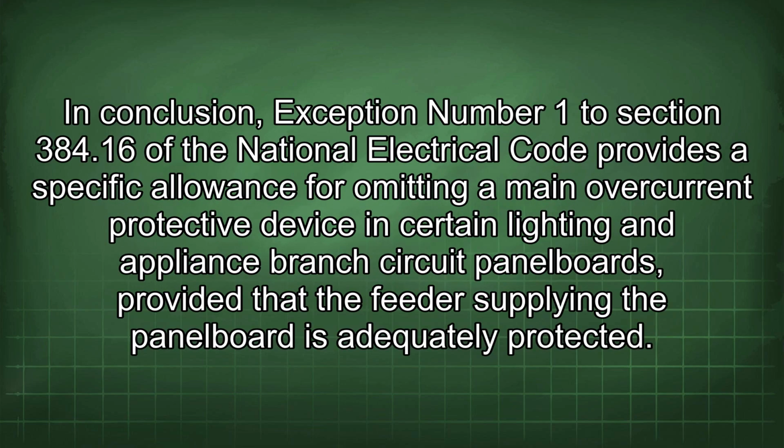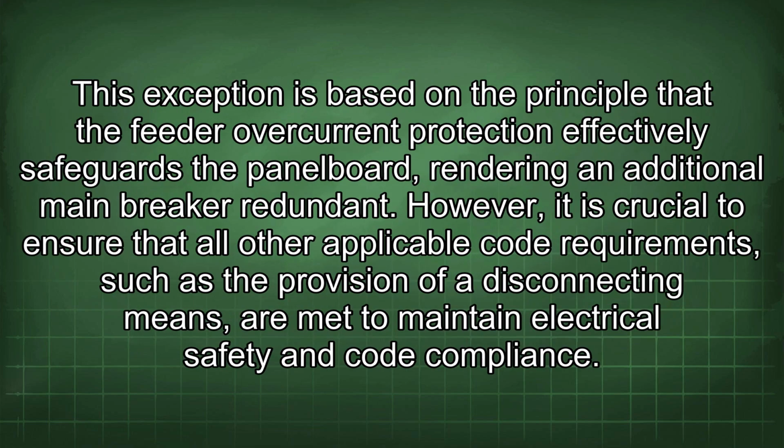In conclusion, exception number 1 to section 384.16 of the National Electrical Code provides a specific allowance for omitting a main overcurrent protective device in certain lighting and appliance branch circuit panel boards, provided that the feeder supplying the panel board is adequately protected. This exception is based on the principle that the feeder overcurrent protection effectively safeguards the panel board, rendering an additional main breaker redundant. However, it is crucial to ensure that all other applicable code requirements, such as the provision of a disconnecting means, are met to maintain electrical safety and code compliance.